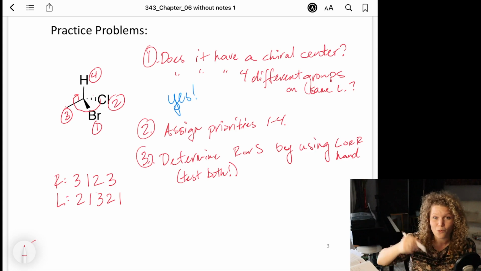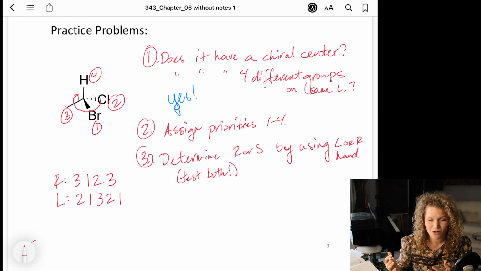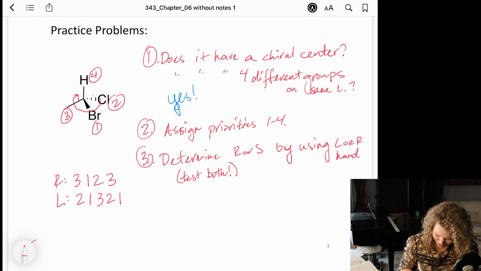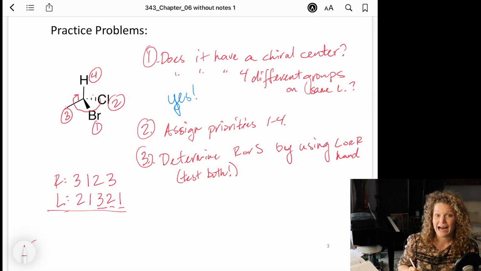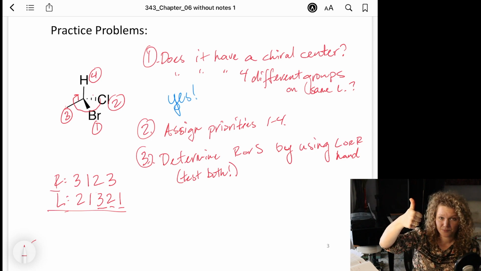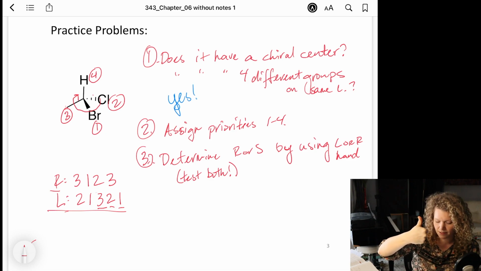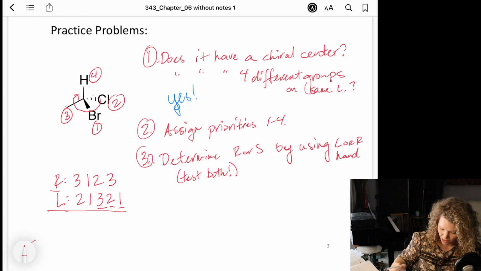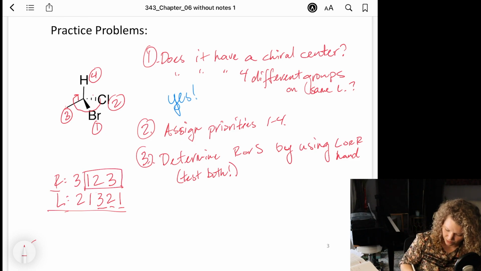You're trying to go 1, 2, 3, like a normal person would count. So you can see on the left side, it goes 3, 2, 1. We're going opposite. On the right, when we use our right hand, hydrogen going up, start at the methyl, 3. We go to the bromine, 1, okay? Hit the chlorine, 2. We end up getting 1, 2, 3.